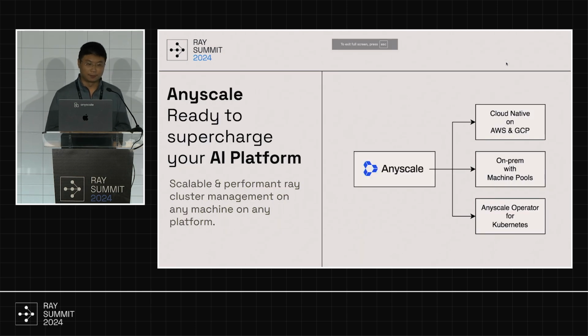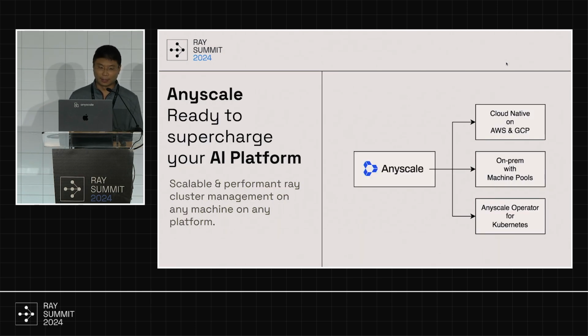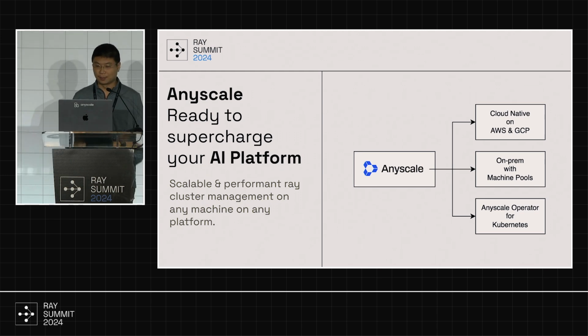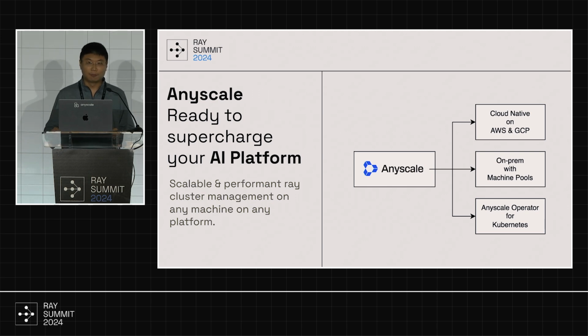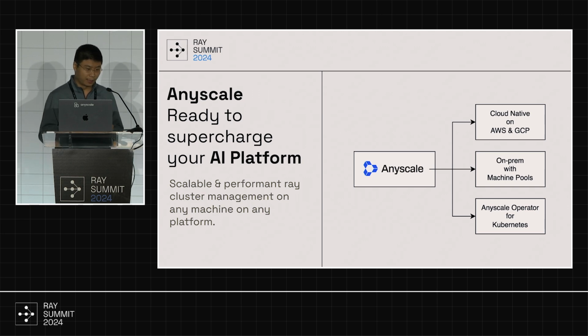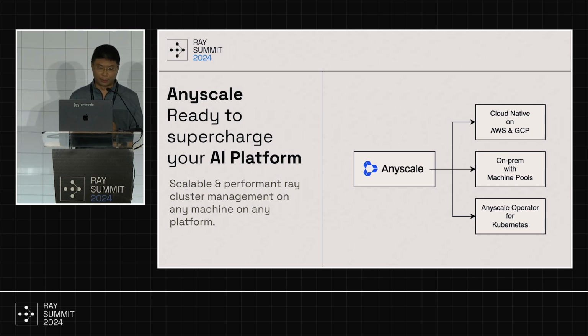So here we will announce that Anyscale is ready to supercharge your AI platform. We can support very well the VM stack on AWS and GCP. We can also support on-premise machines with machine pools. We also support all kinds of Kubernetes environments with the Anyscale operator, very smooth to install, and provide you even more powerful features than Kubernetes. So Anyscale is a scalable and performant Ray cluster management on any machine, on any platform.